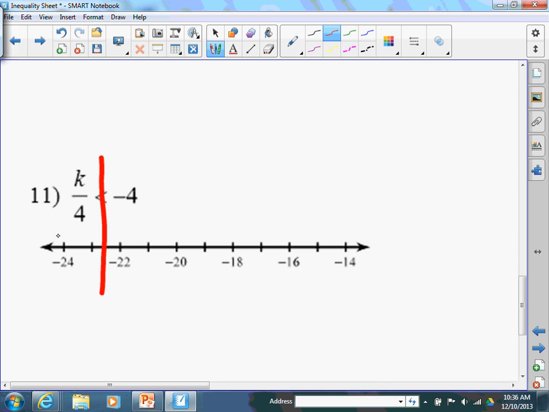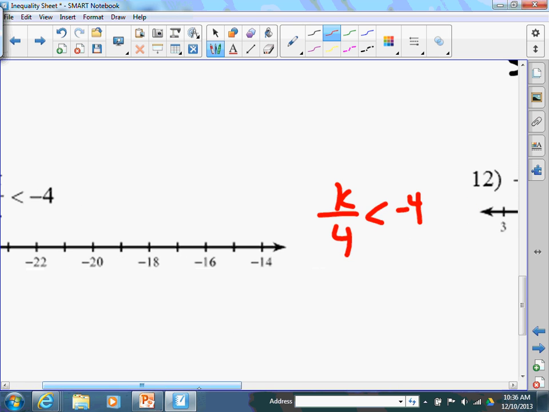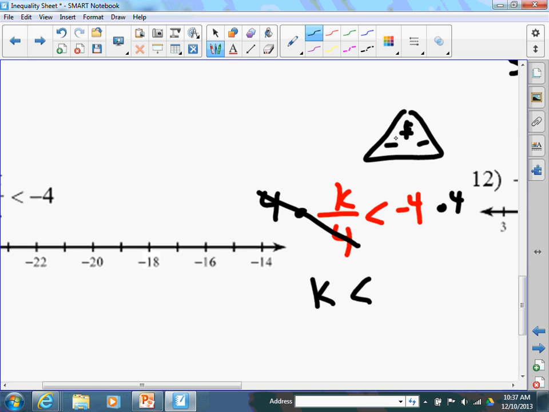Right, number 11. I draw my T. Is my variable on the left? Is there a negative in front of or below the variable? Nope, so we're ready to roll. What do I do to both sides? Multiply by 4. And these 4s cancel. And I get K is less than, what's negative 4 times 4? I have a negative and a positive, so that gives me negative 16. So I go negative 16, open circle, closed circle. Shade right or left. Almost there.